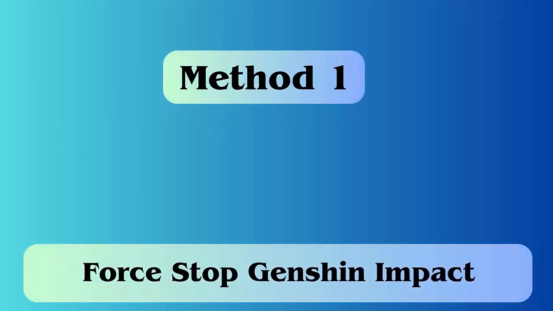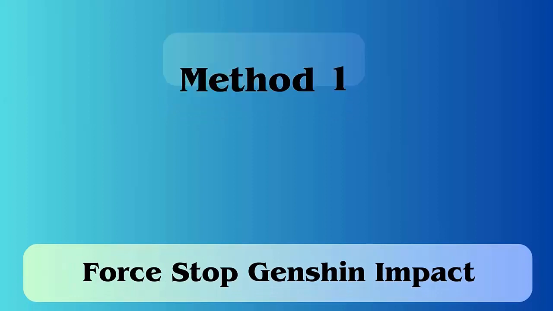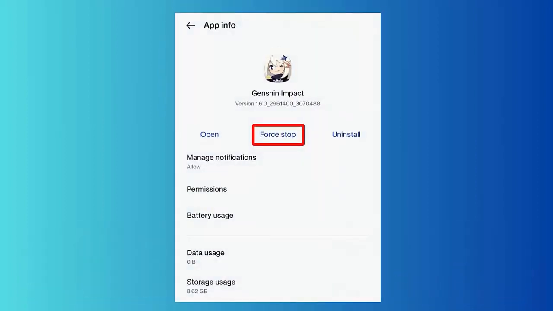Method 1. Force stop Genshin Impact. Follow the steps. First, open Settings on your phone. Then, move to Apps and Notifications and click on All Apps. Now, look for the Genshin Impact app. Click it to open and choose the Force Stop option.